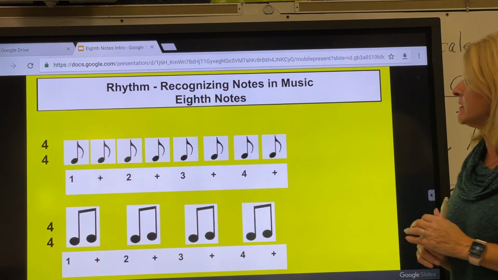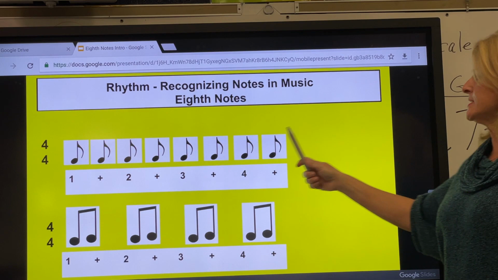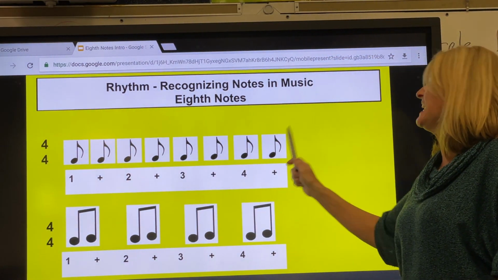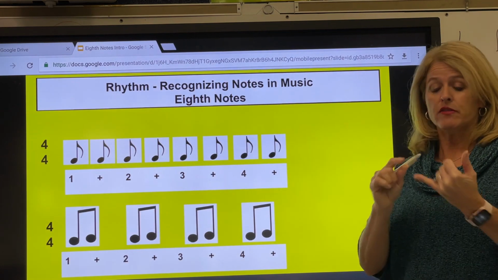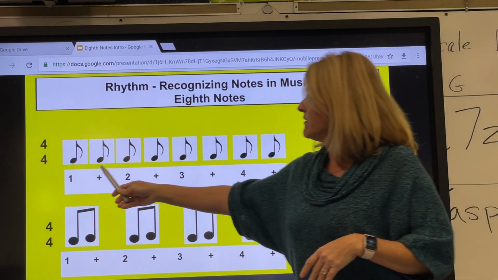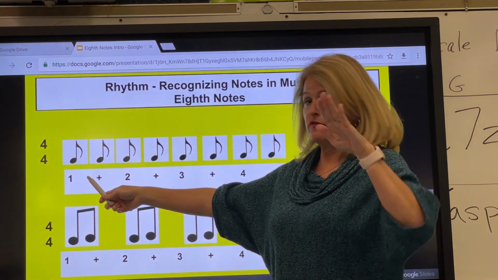So now let's compare those. The first line you see, I have 1, 2, 3, 4, 5, 6, 7, 8 of the eighth notes. They're black, stem, 1 flag. So when I count it, the first note would be count 1, your foot goes down.